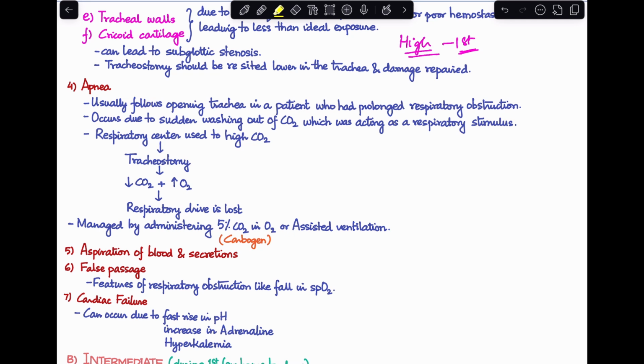Now, the moment you do tracheostomy, the carbon dioxide level falls and the oxygen level increases, as a result of which the central respiratory drive is lost in this patient, because the hypercapnia and hypoxia, which were acting as the respiratory stimulus, have suddenly disappeared. How do we manage these patients? We manage them by administering carbogen. What is carbogen? Carbogen is 5% carbon dioxide in oxygen. Or we can even give assisted ventilation to the patient.